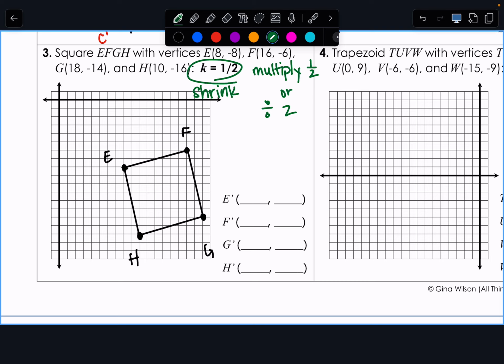Same thing. So if we take 8, -8, and we divide by 2, what is our new coordinate going to be for E? Okay. 4, -4. Okay. Our coordinate for F is 16, negative 6. If we divide that by 2, we cut it in half. What does it become? 8, negative 3.